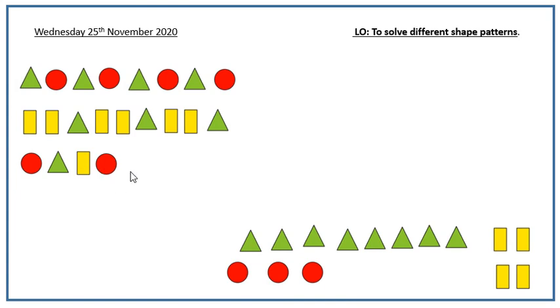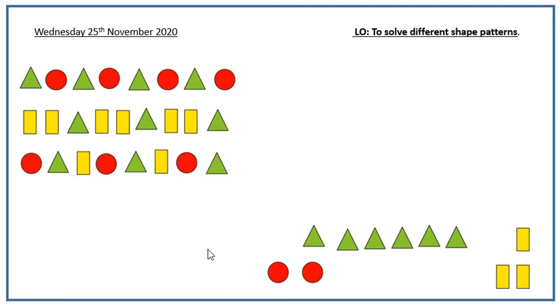Circle. What happens next? What's my next shape? Yes, it's a triangle. So let's see how my pattern's going. So it's circle, triangle, rectangle. Circle, triangle. What do you think happens next? What shape goes next? Yes, it's a rectangle. Okay, so it goes circle, triangle, rectangle. Circle, triangle, rectangle. Let's carry on. What do you think my next shape should be again? It's a circle. So let's look at the pattern again. Circle, triangle, rectangle. Circle, triangle, rectangle. Circle, and next it should be triangle. And my last shape in this pattern will be what comes after my triangle. It's a rectangle.